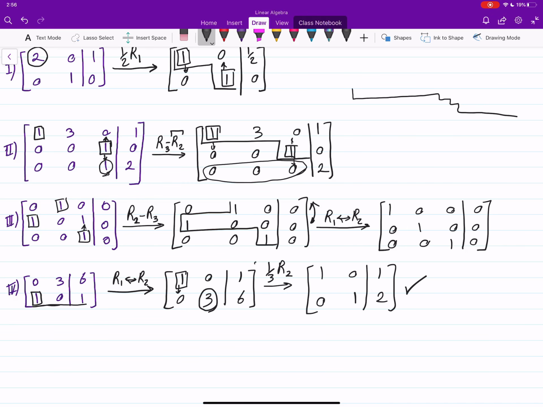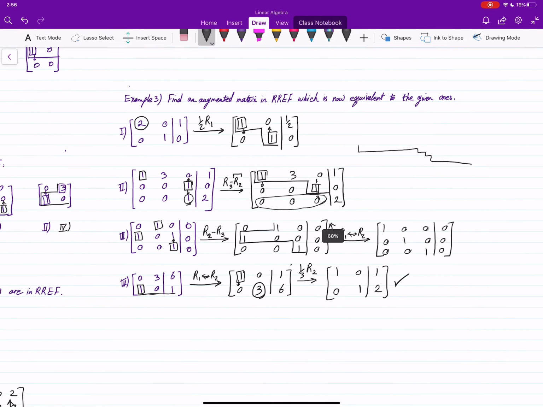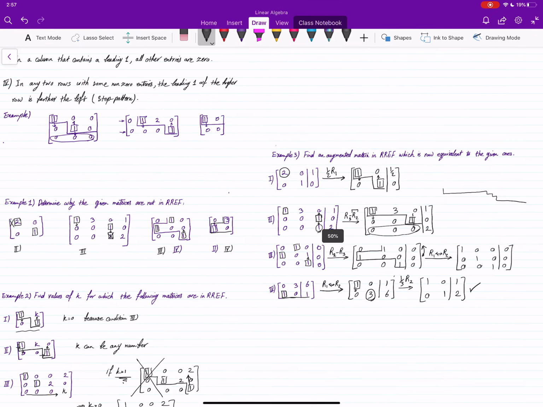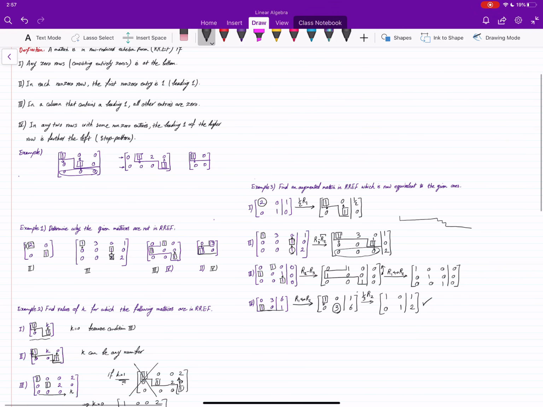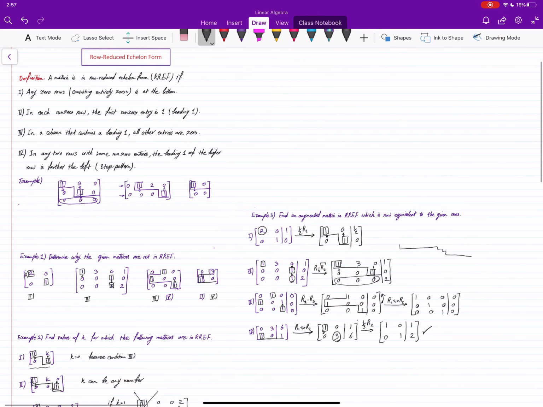Well, we will study this kind of operation in detail very soon in another video. But for now, these were some examples, basics of row reduced echelon form: whether a matrix is in row reduced echelon form or not, or what we can do to turn it into row reduced echelon form.